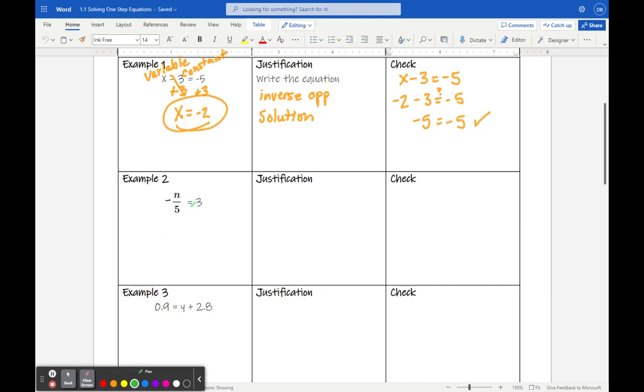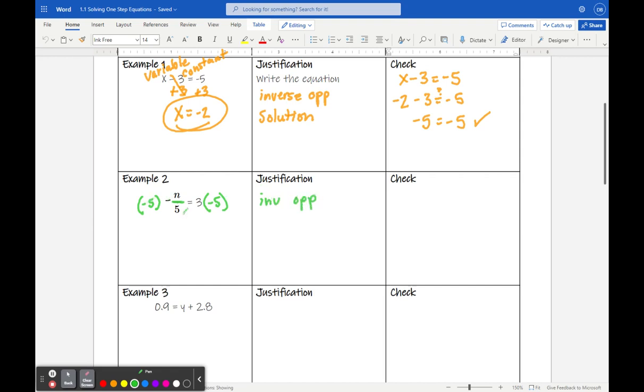Let's come on down to example number 2. Now we have negative n over 5 equals 3, and something you may have forgotten is that this fraction bar right here also says division. So what this says is n divided by negative 5, some number n divided by negative 5, is equal to 3. Since I'm seeing division, I'm going to use the inverse operation of multiplying. And since this negative can't really be attached to that variable, we're going to attach it here to the constant. So multiply both sides by negative 5 using inverse operations.